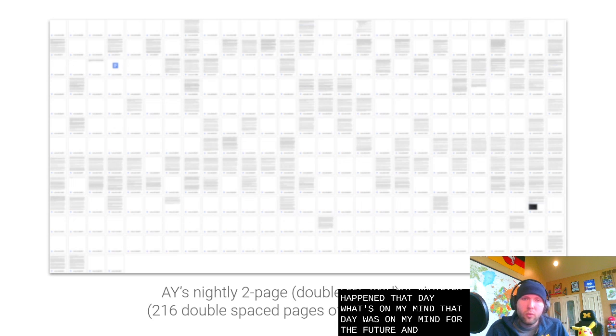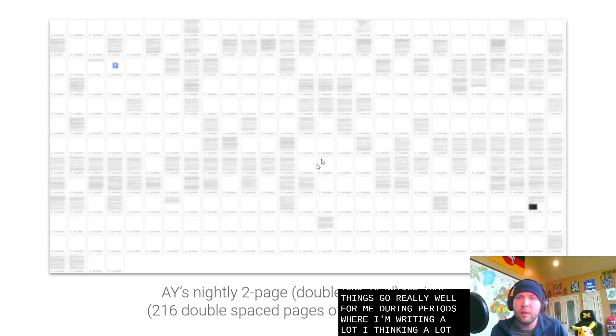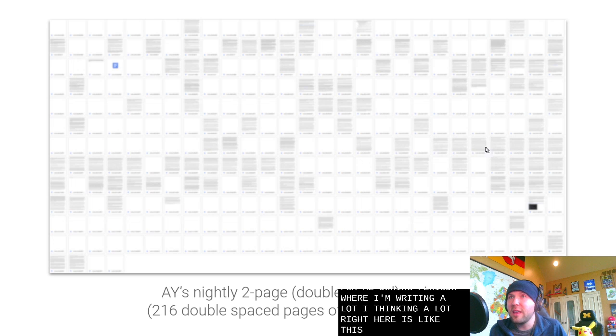And what happens is, I tend to notice that things go really well for me during periods where I'm writing a lot and thinking a lot, right? Periods like this. And things tend to fall apart. I tend to become a little bit less productive during periods where I'm not writing that much. You can see these gaps, and these were not amazing times for me, okay?